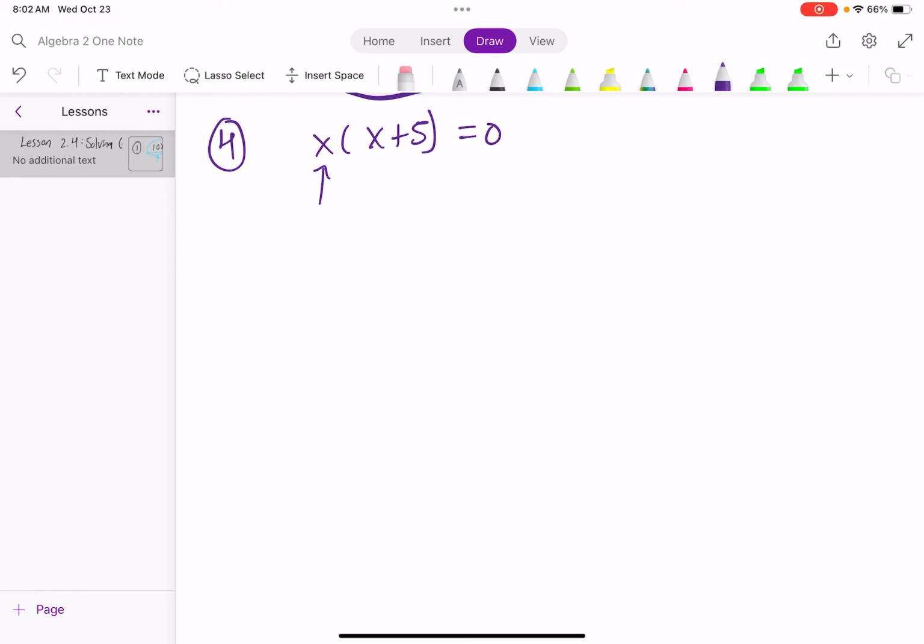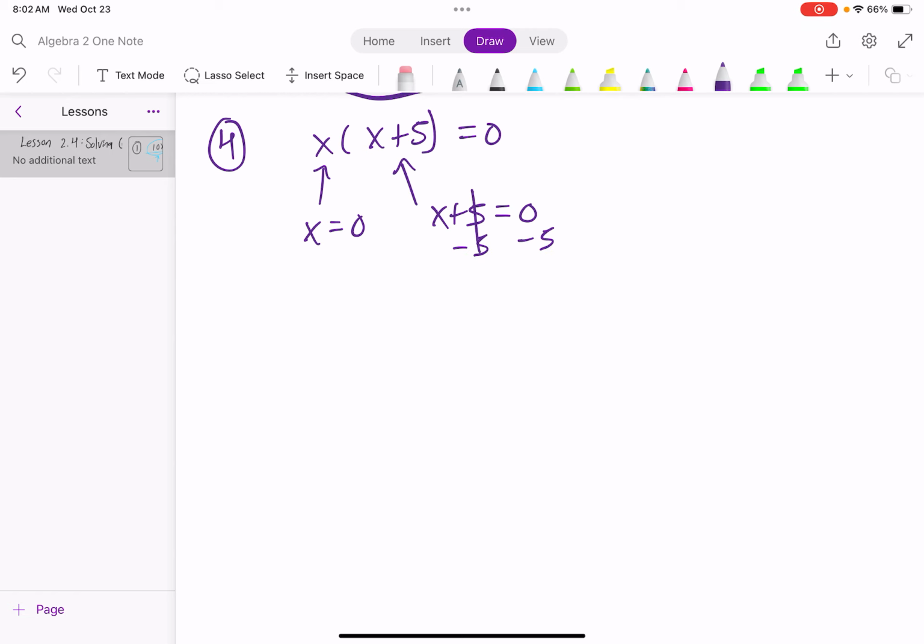Well, if this was 0, then 0 times anything will be 0, so that means x can be 0. And if this was 0, then it would also be 0, right? So if x plus 5 was 0, it would also work. So what would x need to be?